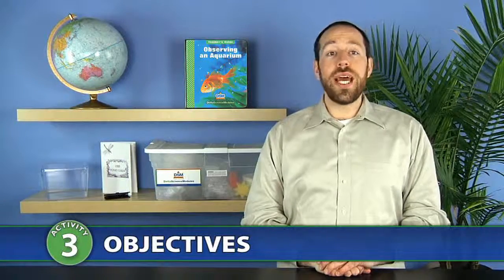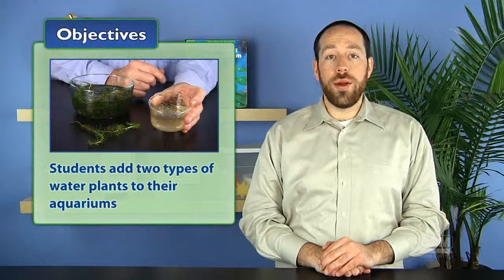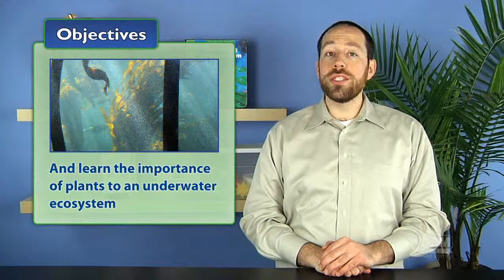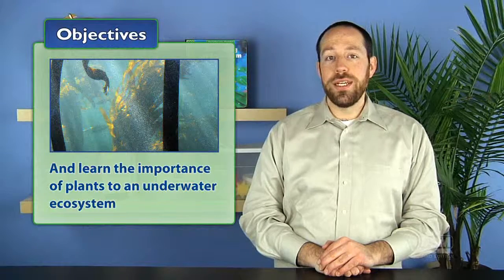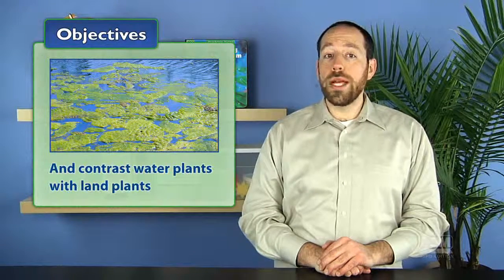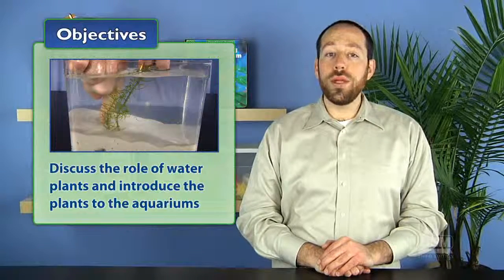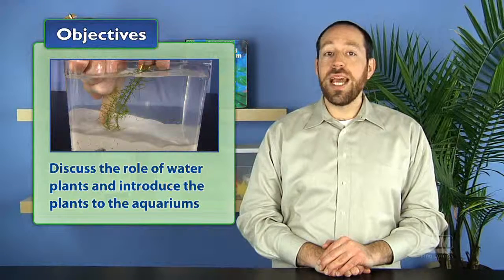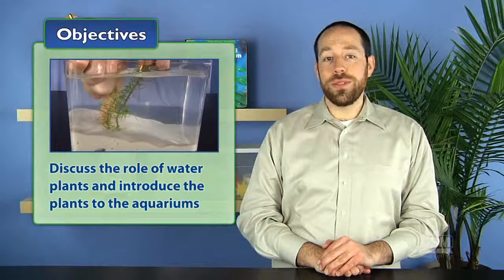In Activity 3, Setting Up an Aquarium, students add 2 types of water plants to their aquariums and learn the importance of plants to an underwater ecosystem. Students first examine the anacharis and duckweed and contrast water plants with land plants. Finally, they discuss the role of water plants in an underwater ecosystem and introduce the plants to the aquariums.